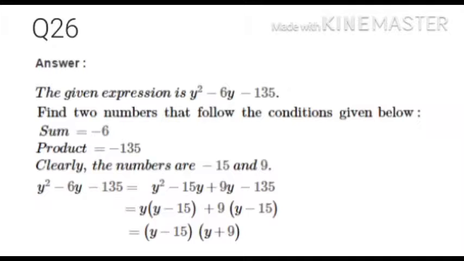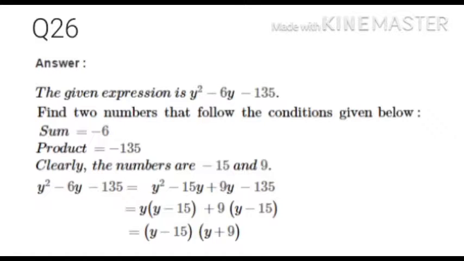Now the next is the 26th question. The question is y square minus 6y minus 135. Find two numbers that follow the conditions given below. Sum is equal to minus 6 and the product is equal to minus 135. By finding the factors of 135, clearly the numbers are minus 15 and 9. So y square minus 6y minus 135 is written as y square minus 15y plus 9y minus 135.